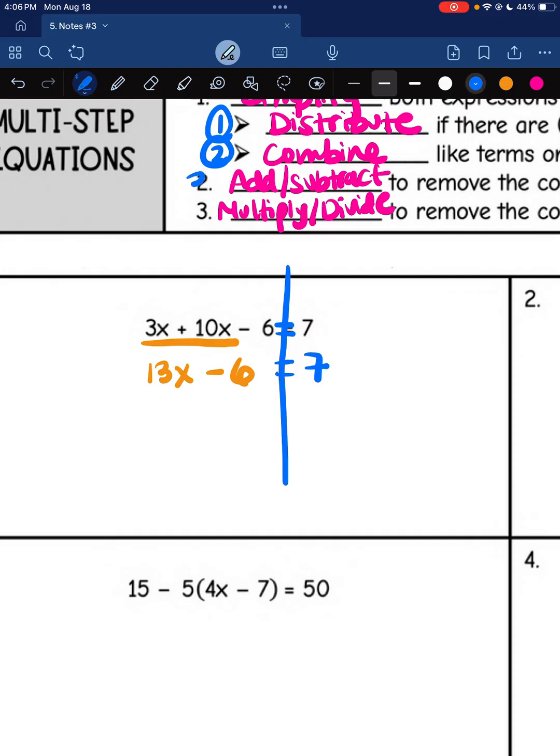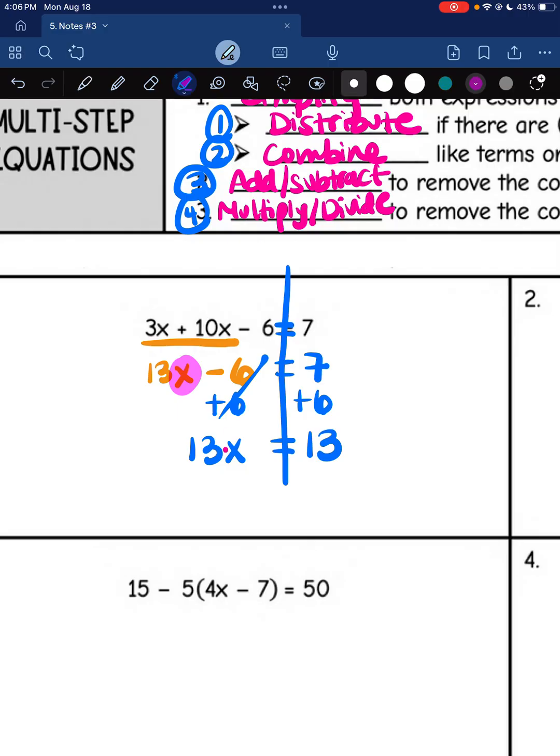Okay, step number 3 is add or subtract. So step 3 and 4 is where you're trying to get x by itself. So we're going to add or subtract, so I can do plus 6. And then step 4 is to multiply or divide. So the 13 is what we need to get rid of. The 13 is multiplying, so we're going to divide by 13. So 13 divided by 13, this is going to be 1x. And then please don't do this. When you don't have a variable, so there's no x there, just divide it. 13 divided by 13 is 1.